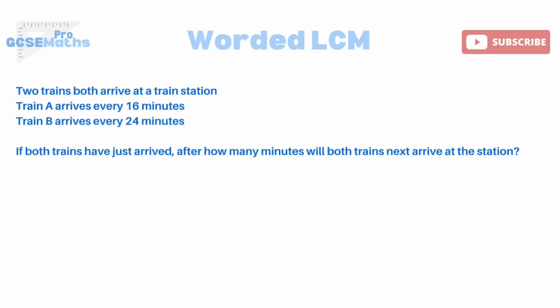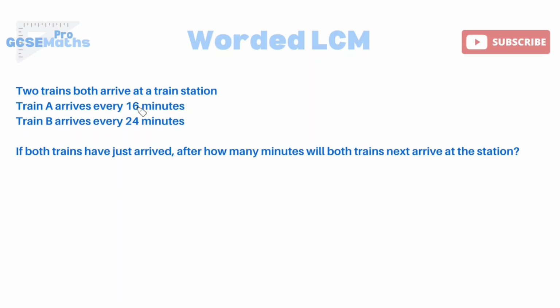So, now that we know that we've got 2 different trains, they both arrive every so often, one every 16 minutes, the other every 24. The question is, if both trains have just arrived, after how many minutes will both trains next arrive at the station? At the same time, basically, is what we're saying. So, do you see how that's basically lowest common multiple?